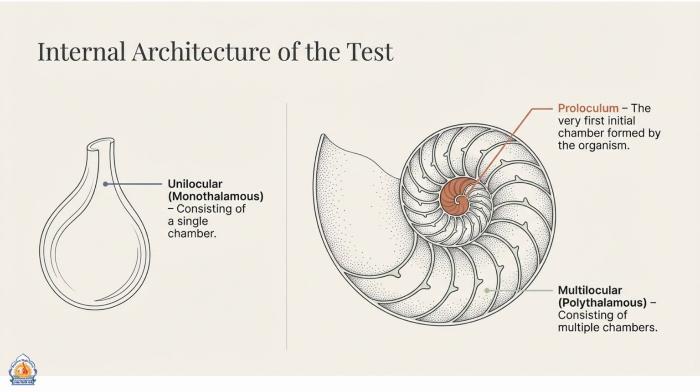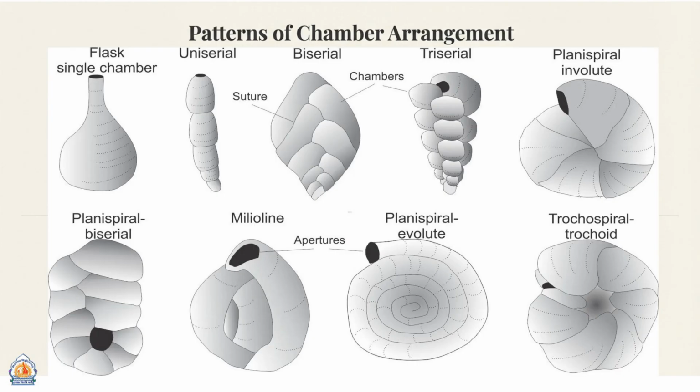Now the chambers of the test can be arranged in several patterns. These include uniserial arrangement where chambers occur in a single straight row, biserial arrangement where chambers occur in two alternate rows, triserial arrangement where chambers are arranged in three rows. Another important arrangement is spiral coiling, which may be either planispiral or trochospiral. The coiling may be evolute, where earlier chambers are visible, or involute, where earlier chambers are hidden. Sometimes depressions known as umbilicus may also be present.